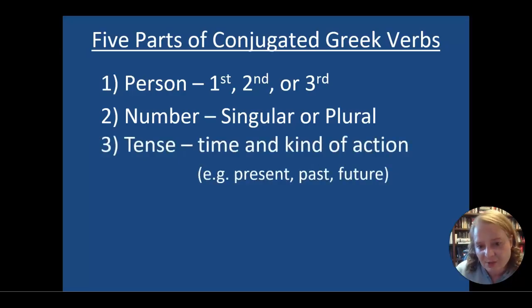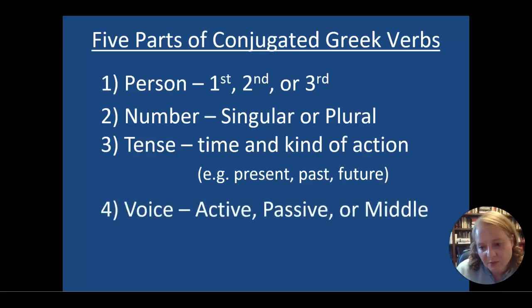You have tense, which has to do with time and kind of action. For the first 2 months almost of this class, you're going to be mostly in present tense time, and then we'll pick up a whole bunch of other time. And so by the time we get to Christmas, you'll be able to say things in the future and recognize things in the past. But we call that tense in Greek.